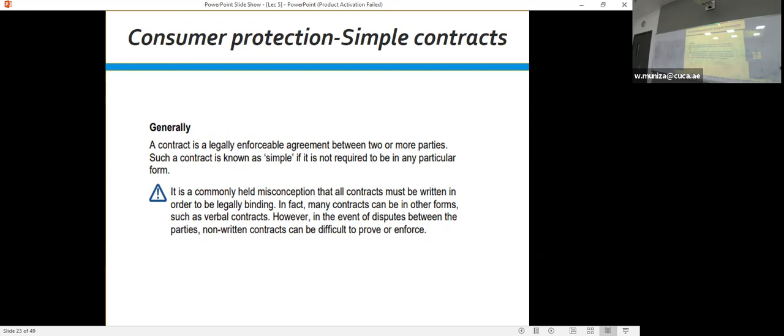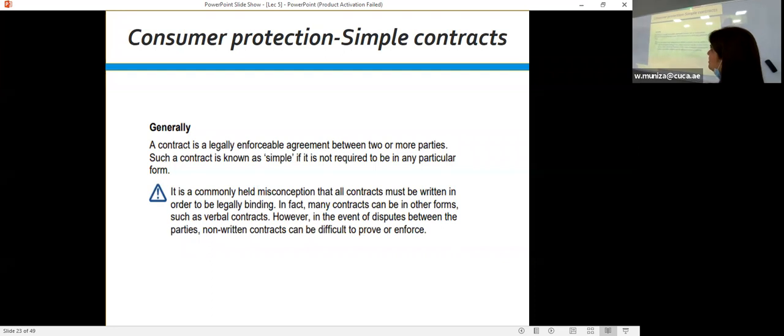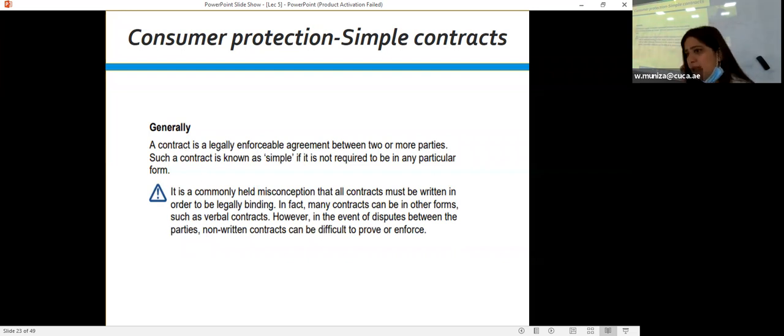If even the law has to enforce something, there must be some evidence. The court has to decide on the basis of evidence. So that is why the written contract has its own significance. So what is a simple contract? Generally, a contract is a legally enforceable agreement between two or more parties. Such a contract is known as simple if it is not required to be in any particular form.